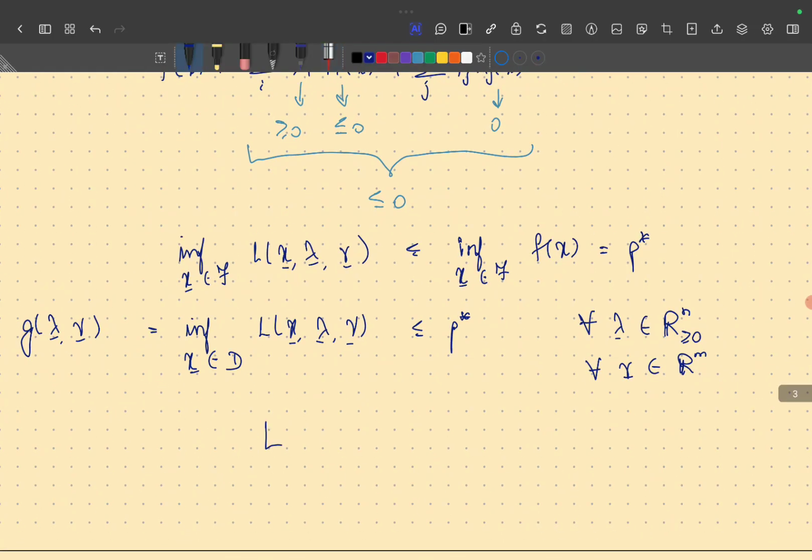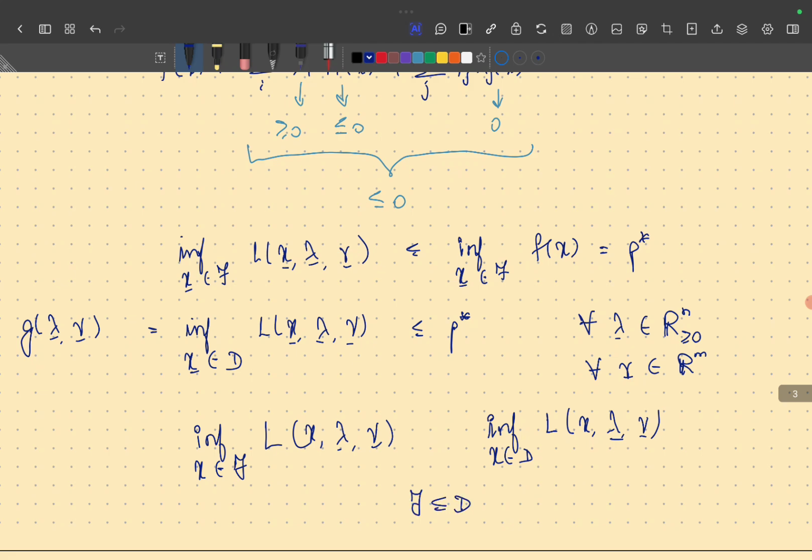So I have the infimum over x in F of L(x, lambda, nu) versus the infimum of L. I'm keeping lambda and nu fixed. I'm not changing lambda and nu. For a given lambda and nu, what can you say about these two quantities? Which one is greater than which? Remember that F is some subset of D.